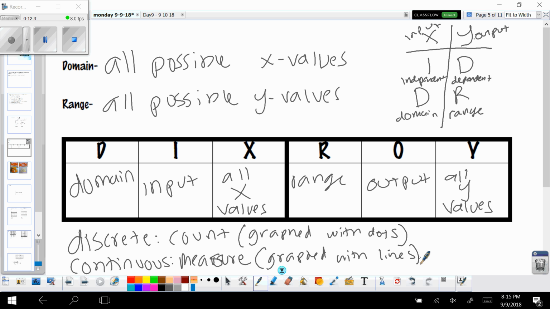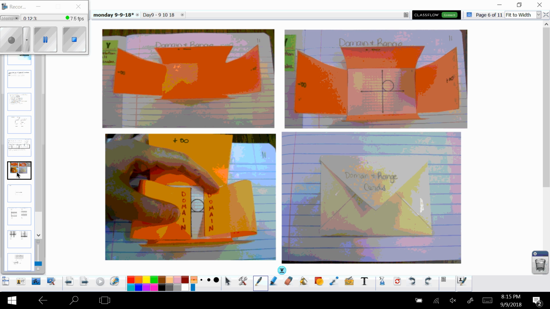Okay, so you're actually about to do a discovery. You will be given this foldable. I want you to cut it out, just like you see in these pictures. And you're going to find the domain and range using this and cut out their graphs as well. So each of y'all should have gotten your own graphs. On each graph, I want you to write the domain of that graph and the range of that graph.